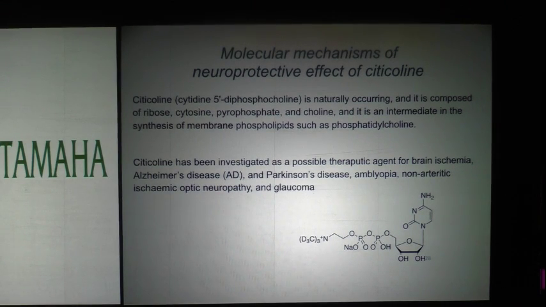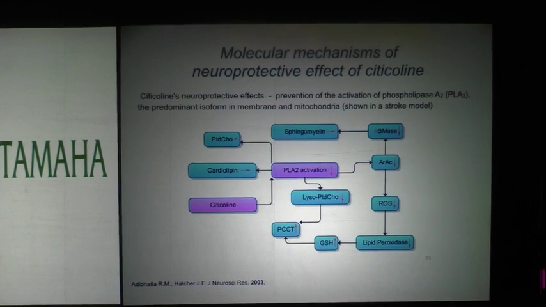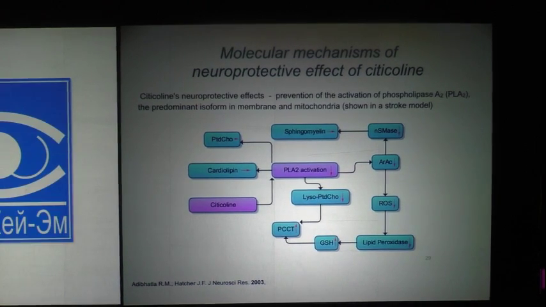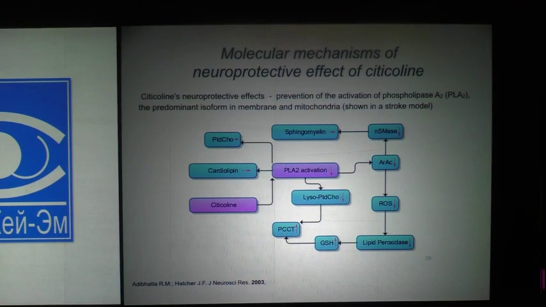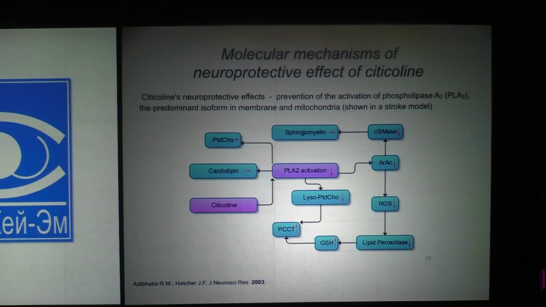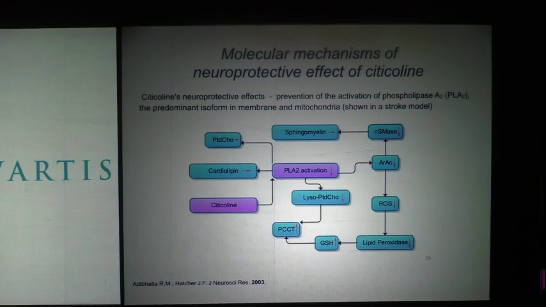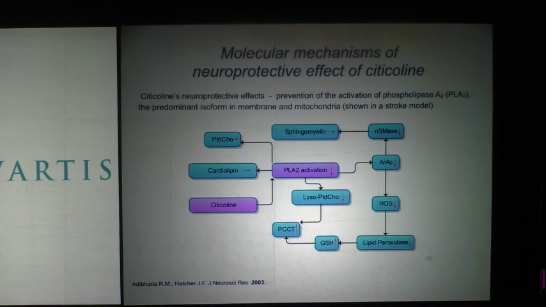which works for prevention of the activation of phospholipase A2. And it was shown as a potential therapeutic agent for different conditions such as brain ischemia, Alzheimer's disease, and Parkinson's disease.